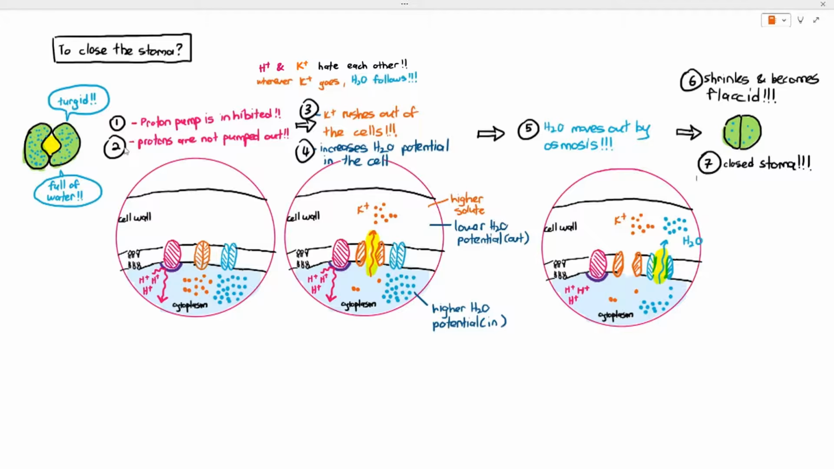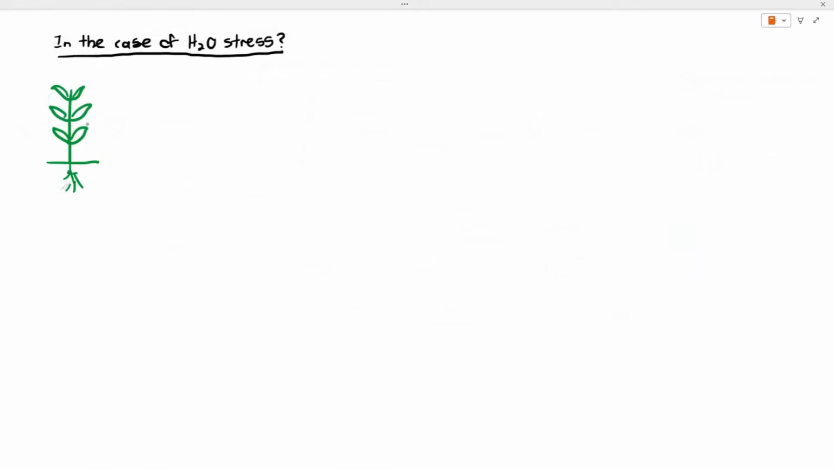That is why I said, if you can remember water entering the guard cells by osmosis, causing the guard cells to expand and become turgid, stoma opens. I told you that you've already known 40% of it. The rest of the 60% is all about the transport proteins and how they actually carry out this function in detail. Now, in the case of water stress, let's go back.